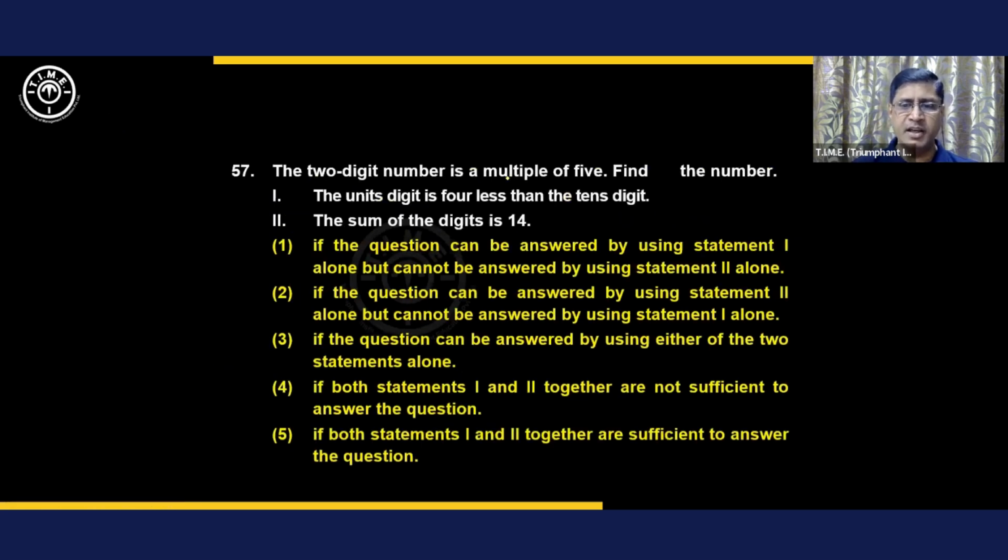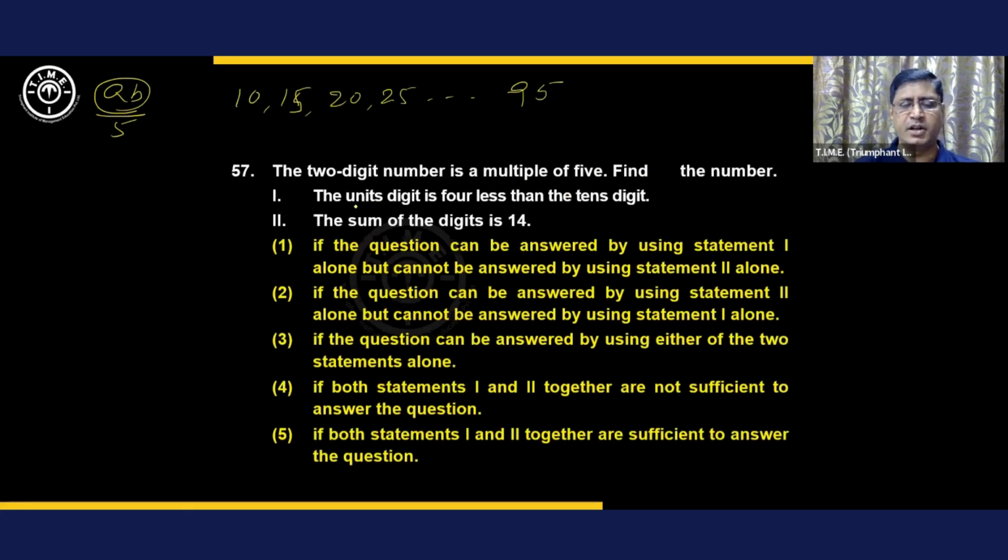The 2-digit number is a multiple of 5. Find the number. So, multiple of 5. 2-digit number means here AB is a 2-digit number. What is the first number which is a multiple of 5? Multiple of 5 in 2-digit numbers means 10. Next 15, next 20, 25, and so on, up to 95.